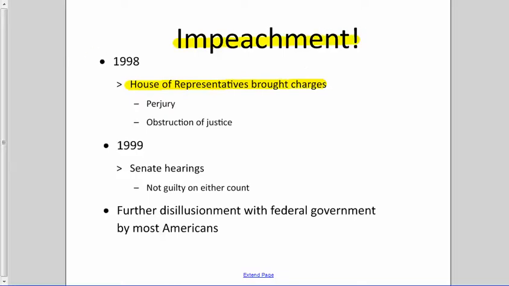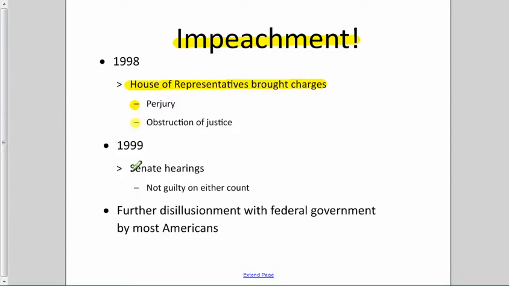So in 1998, Clinton is impeached. The way this works, this is one of the things he's most famous for. The House of Representatives brings the charges. So they investigate and decide there's enough to charge Clinton with a crime. The crime being twofold: perjury and obstruction of justice. So they charge him with the crime.